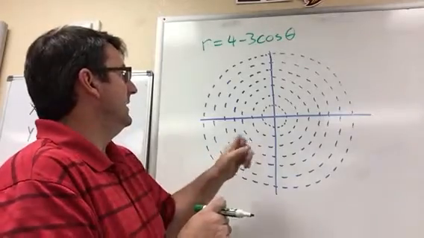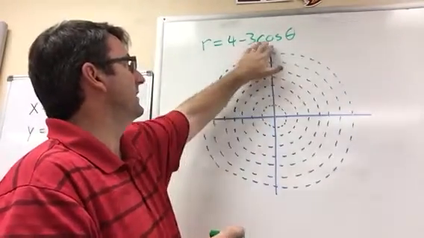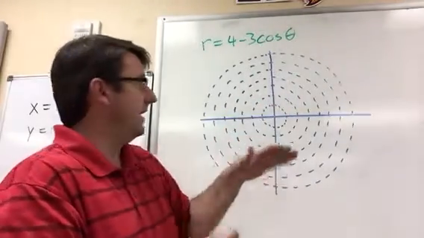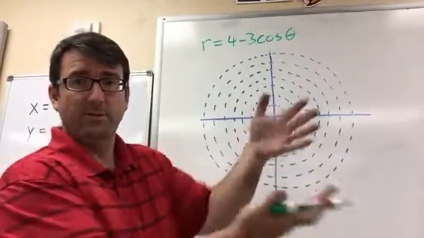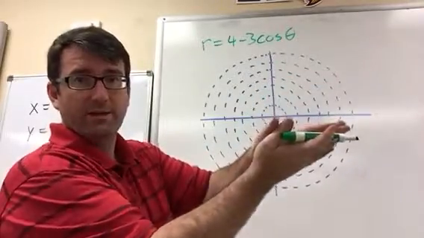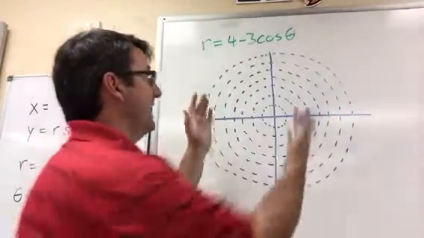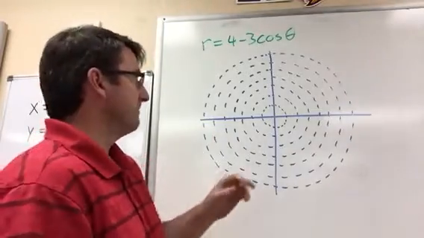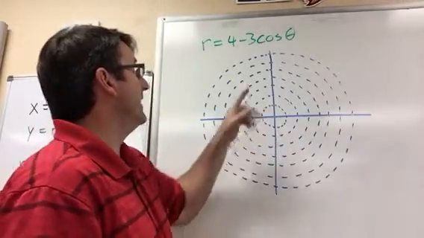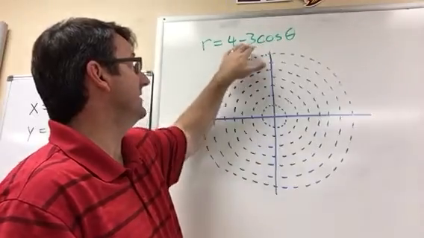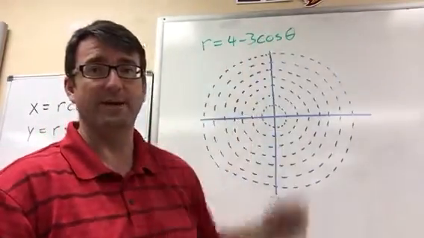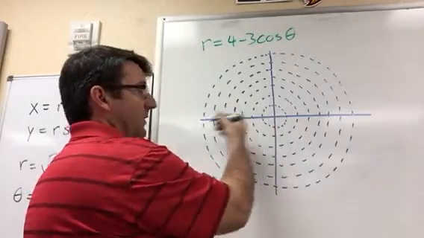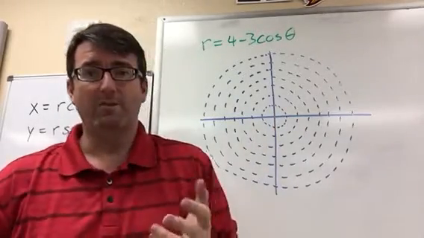This one, first thing we want to do is look, it's cosine, so that means it's going to be symmetrical on the x-axis. So we'd be able to fold it this way onto itself. If it were sine, it would be symmetrical on the y-axis, so we'd be able to fold it vertically. And it's negative here. It's minus cosine. There's a negative sign in front of the cosine, which means that we're going to be going out this way to find our maximum r value.